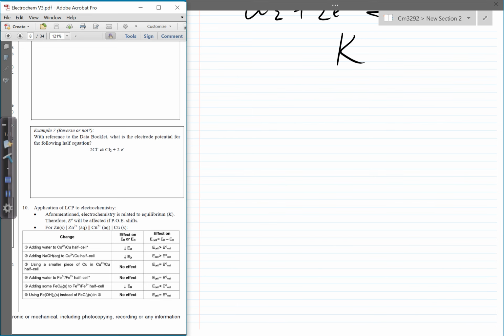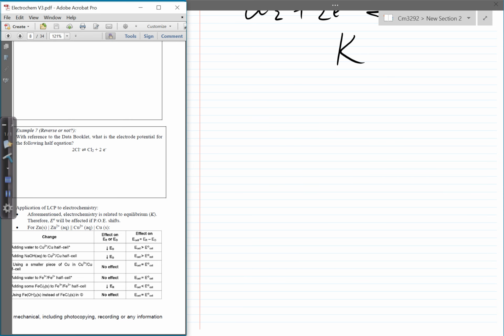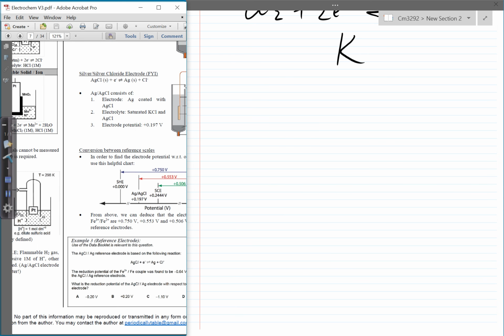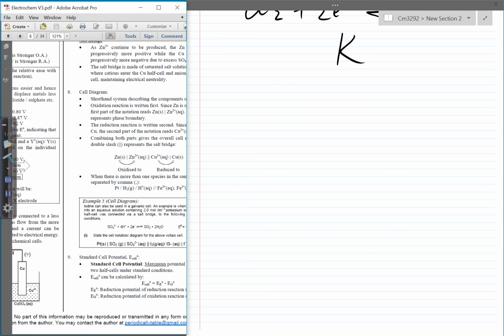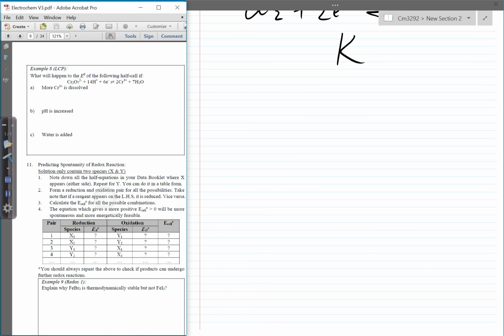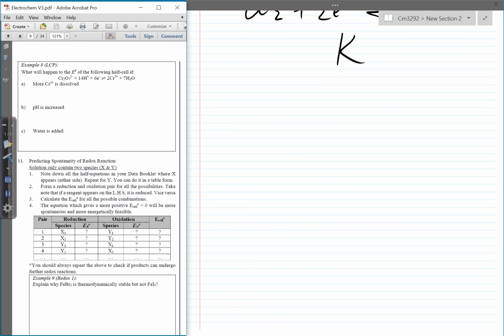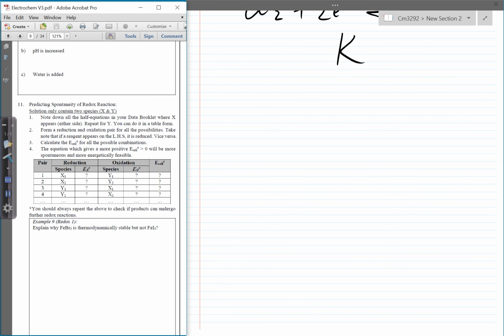So you can then deduce the change in E cell based on the equation just now. So example 8. What will happen to the E naught of the following half cell if more Cr3+ is dissolved? Will it be more positive, more negative, or what?